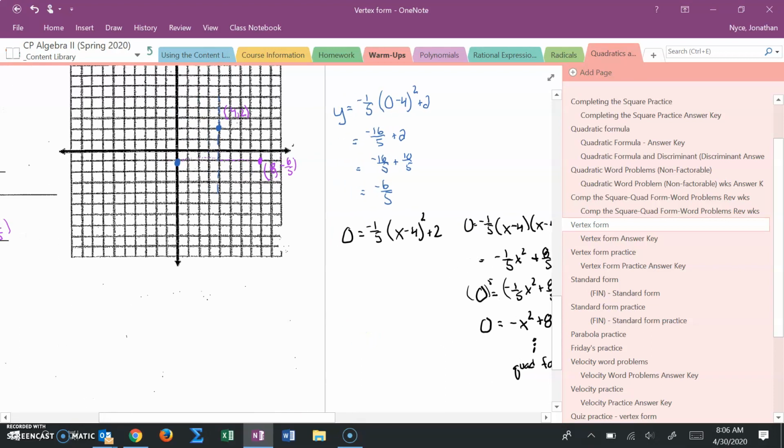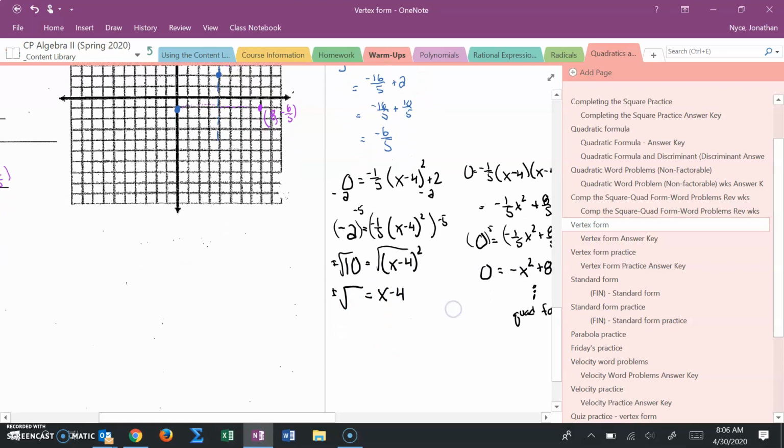Little shortcut though, if you're in vertex form, you can solve this equation by getting the quantity squared all by itself. We'll subtract 2 from both sides. We're going to multiply both sides by negative 5. And then square root both sides, putting in the plus or minus with our radical. Then add 4 to both sides. We end up with 4 plus or minus the square root of 10 is equal to x.